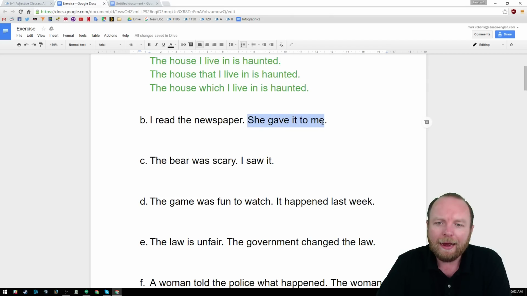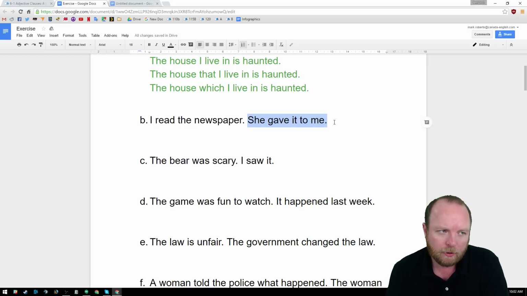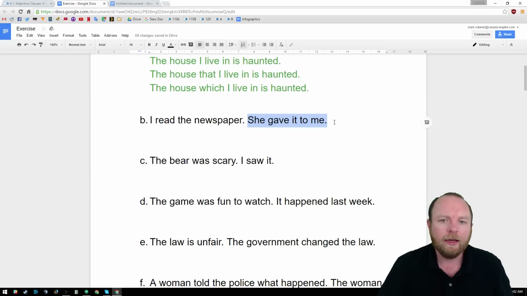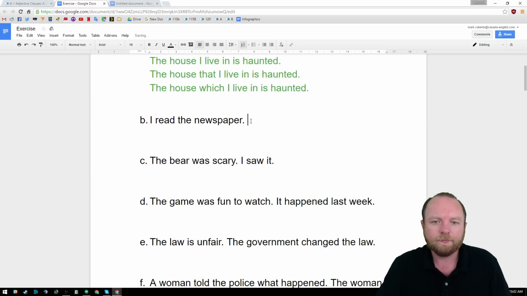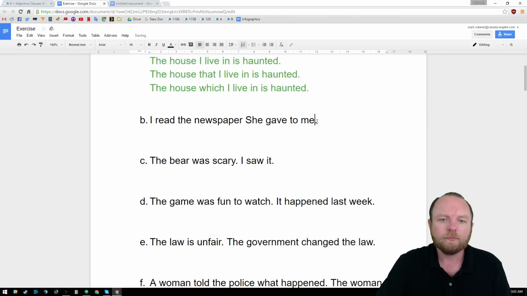So we're going to put the adjective clause beside the noun. That's the first rule. Put it beside the noun. So we put it here. The second rule is don't say the thing 2 times. So we're going to get rid of this. We're going to leave that. And finally, we need a relative pronoun.